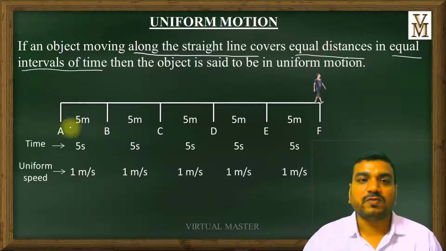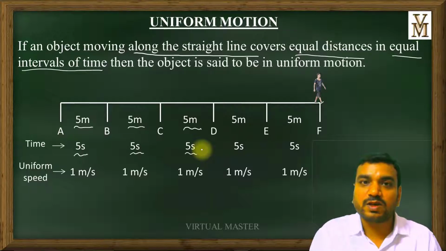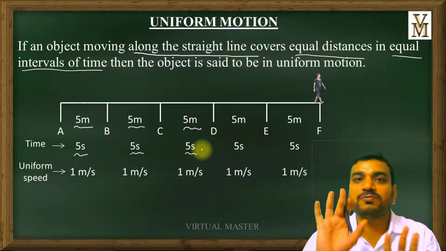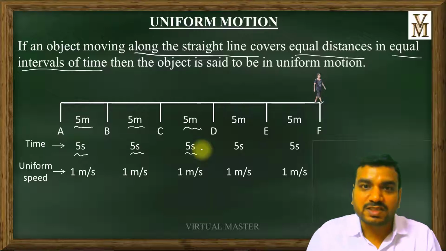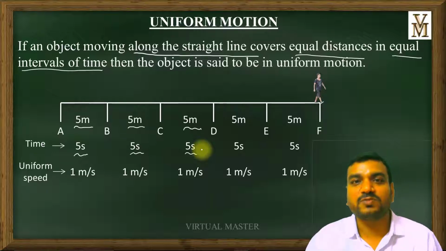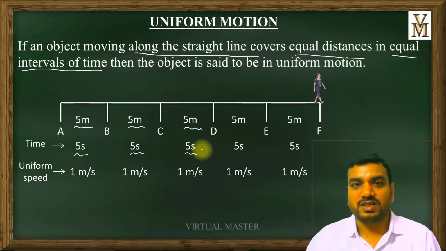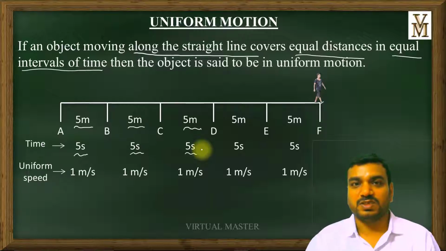You can see here, the first 5 meters is covered in 5 seconds, the second 5 meters is covered in 5 seconds, and the third 5 meters is covered in 5 seconds. In this way, the boy is moving from point A to point F, covering 5 meters in 5 seconds. Now we can say that the boy is covering equal distances in equal intervals of time. So we can say the motion of the boy is uniform motion.